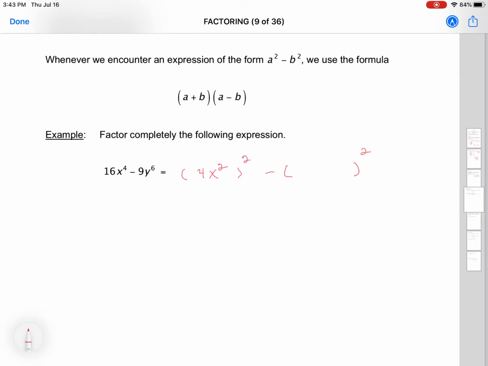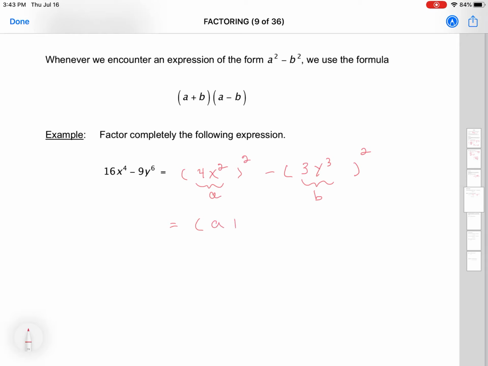Let's do the same thing with the 9y6. What's this the square of? Well, the square root of 9 is 3, and the square root of y6 is y3. One can verify that 3 squared is 9, and y cubed squared is y6. So now I really have a difference of squares where this is my a, and this is my b.